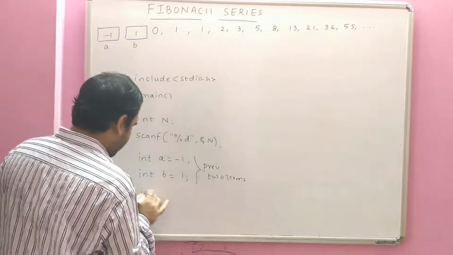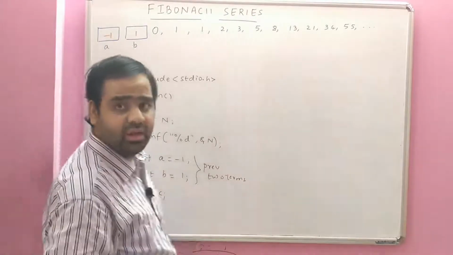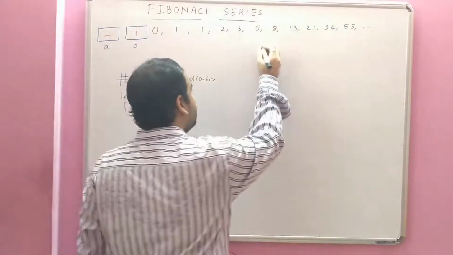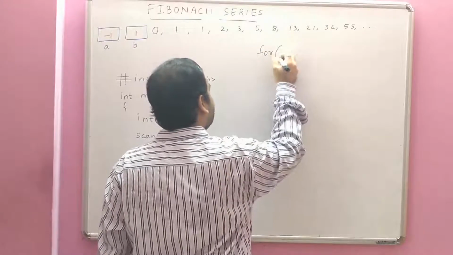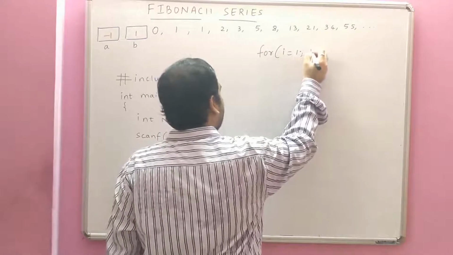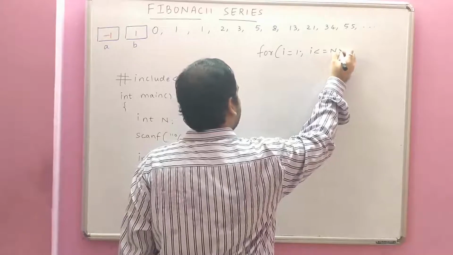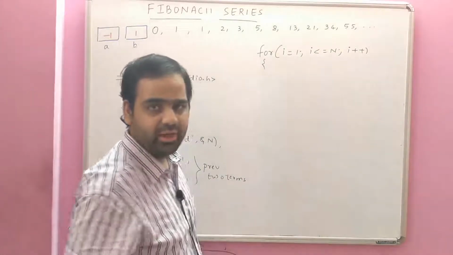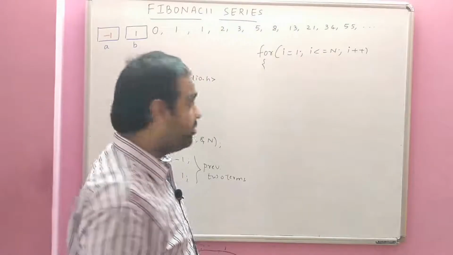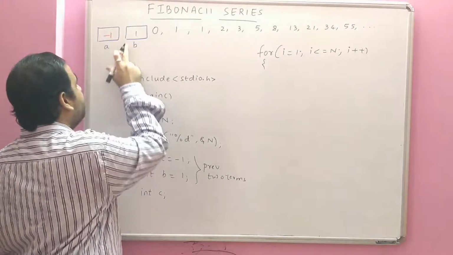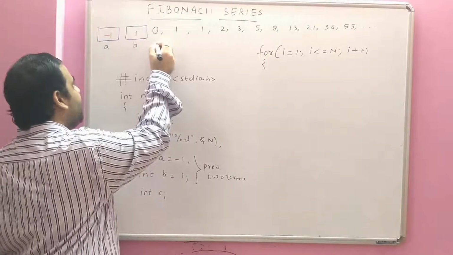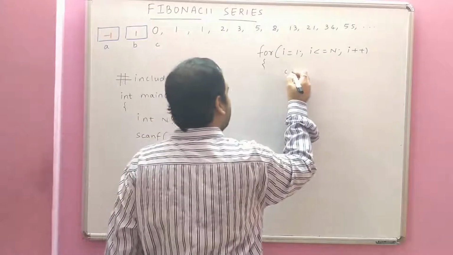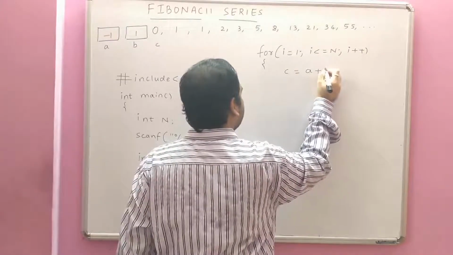And we need one more variable. Let us call that C. We want to print n terms of Fibonacci series. Hence, we say for I is equal to 1, I less than or equal to n, I plus plus. We know that this for loop will run from 1 to n, and we want to print the n terms of Fibonacci series. Now A is minus 1, B is plus 1, and we will compute the next term as C. How do we compute the next term C? We say C is equal to A plus B.